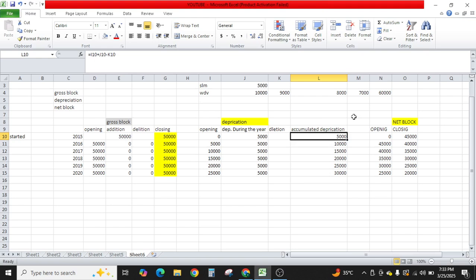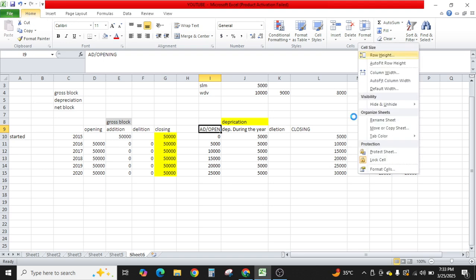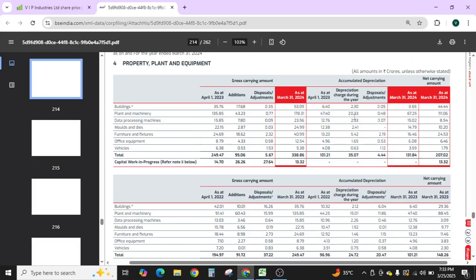Now how did we calculate accumulated depreciation? Closing is opening plus depreciation during the year minus disposal. Here it should be accumulated depreciation and here it should be closing. It's fine. Accumulated depreciation and opening, if we can say. So now here their accumulated depreciation for buildings is 6.40. Depreciation for the year is 2.30, and this disposal and adjustment, which is deletion, is 0.05.